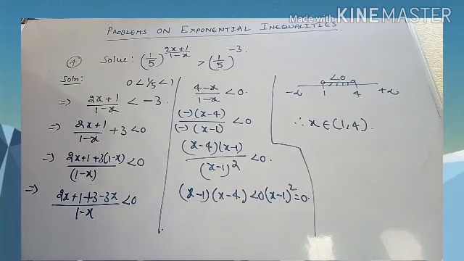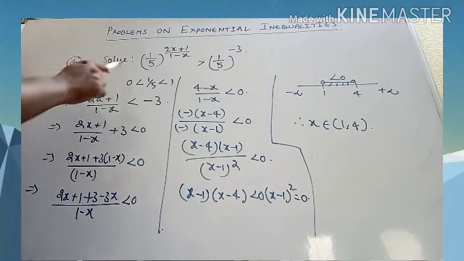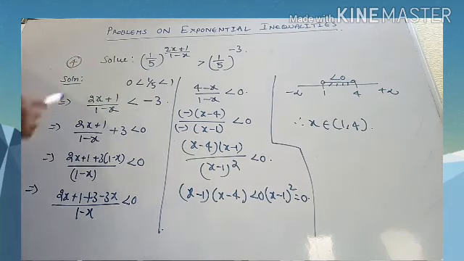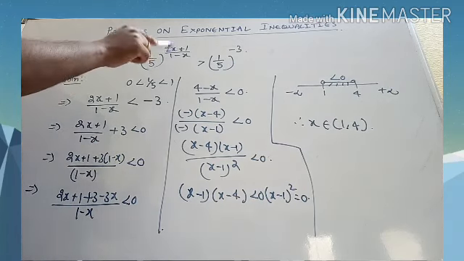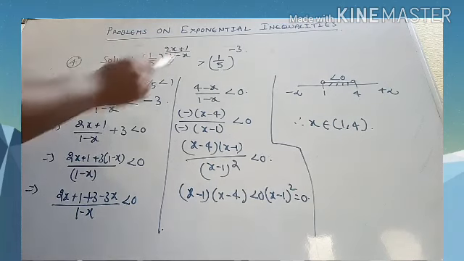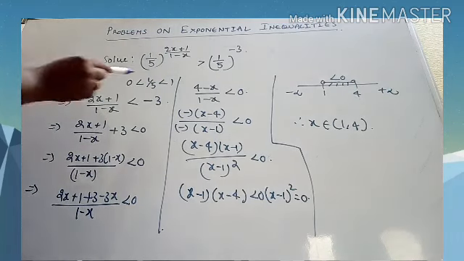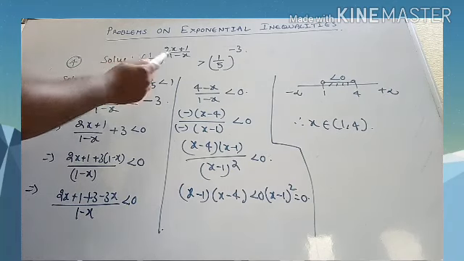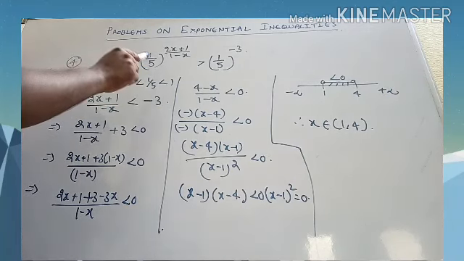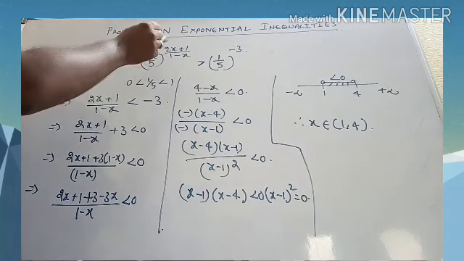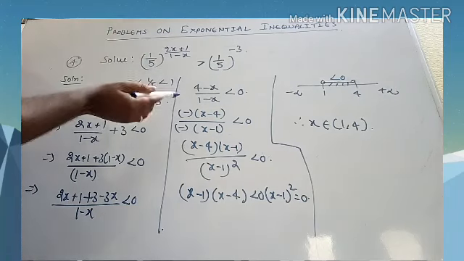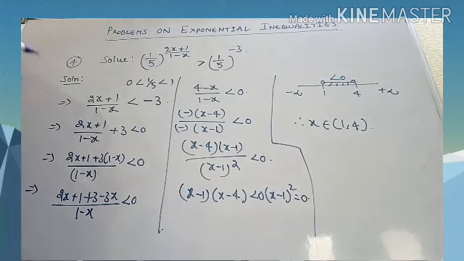Now this is a different kind of problem where the base lies between 0 and 1. This fourth problem: solve (1/5) to the power 2x plus 1 by 1 minus x is greater than (1/5) to the power minus 3, right? Here the base is lying between 0 and 1. I told you, my dear students, whenever the base is lying between 0 and 1, this greater than inequality, when we compare the exponents, will have the opposite inequality. Already we explained this in the results of exponential inequalities.